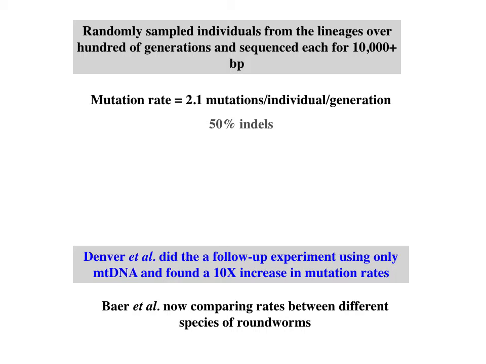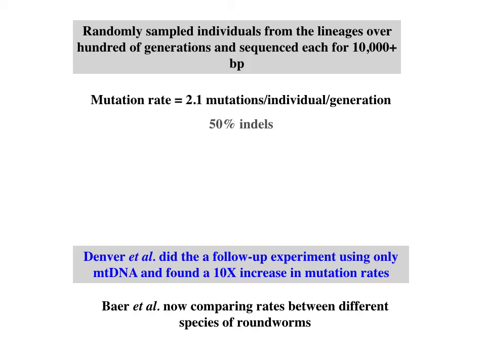That was a little bit high, because if you think about insertions or deletions, especially when you're looking at coding sequence, inserting a nucleotide or base pair or deleting a base pair could change the frame at which those codons are read, and so that can have some major impact. They also did a follow-up experiment using mitochondrial DNA, and they found that mitochondrial DNA actually had a mutation rate about 10 times that of the nuclear genome.